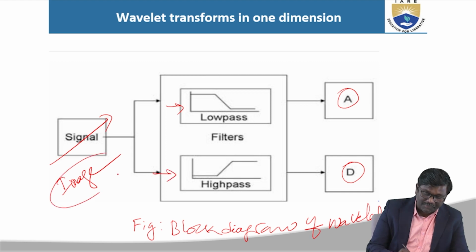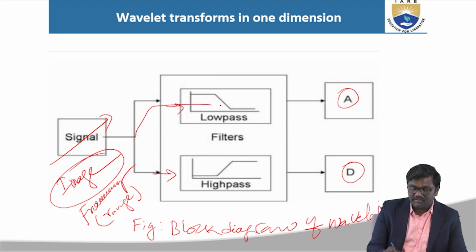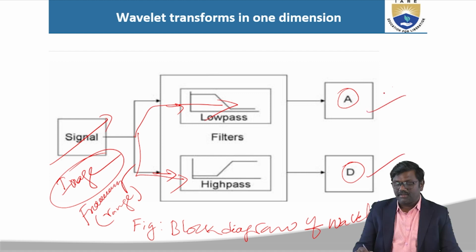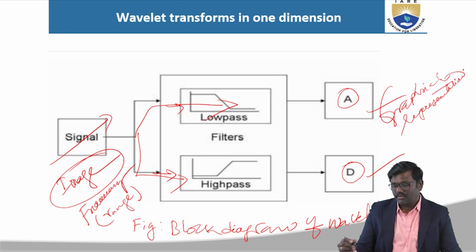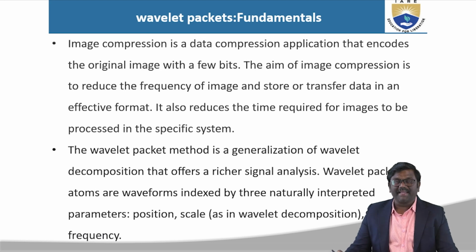This depends upon the image's frequency values, which we call the frequency range. If it is a lower range of frequency, it passes through the low pass filter. If it is a higher range, it goes through the high pass filter. Then we get the graphical representation. So for wavelet packets, the signal is kept in terms of packets.